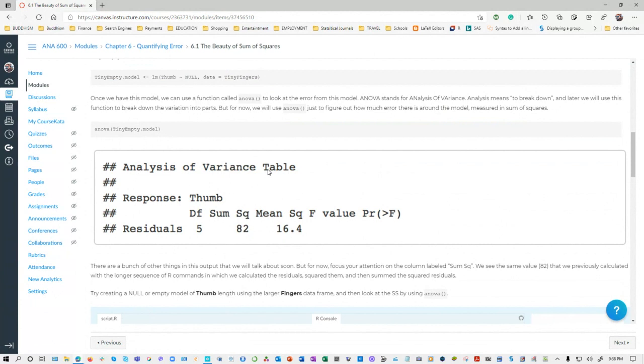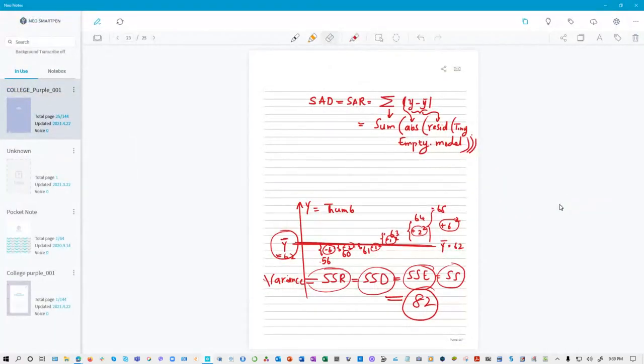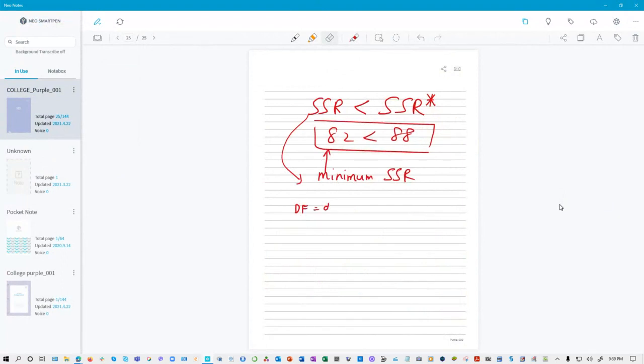If you run ANOVA for this model, that would give you this table. Its name is analysis of variance, and ANOVA is an acronym. The response means the outcome variable; another name for outcome variable is response, sometimes yield. Then you have residuals. You have a very interesting thing called DF. DF stands for degrees of freedom.